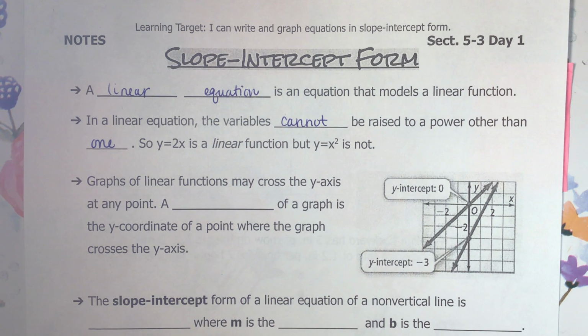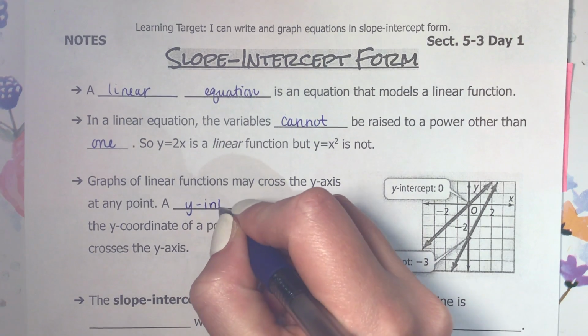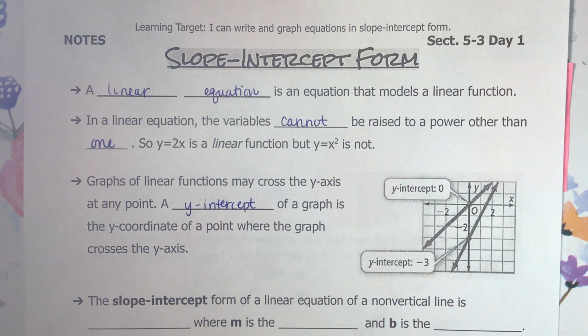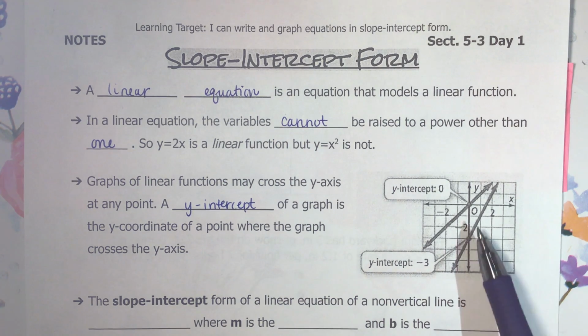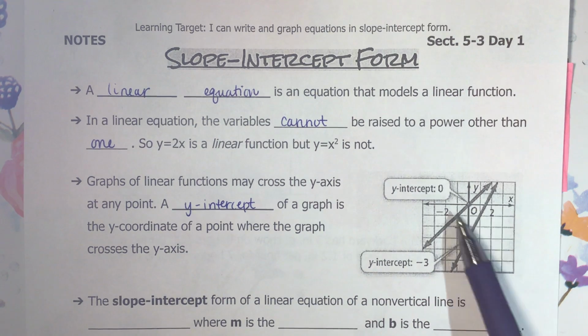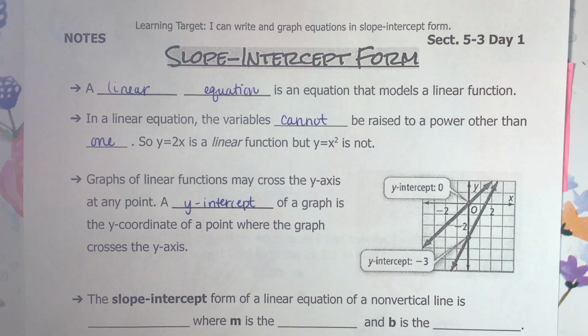Graphs of linear functions may cross the y-axis at any point. A y-intercept of a graph is the y-coordinate of a point where the graph crosses the y-axis. So we call the place on the graph where it crosses the y-axis, such as this point on this line or this point on this line, the y-intercept.